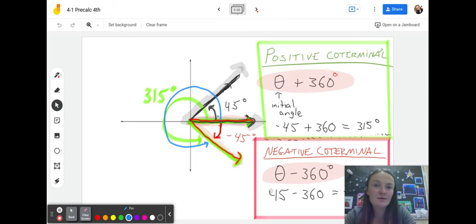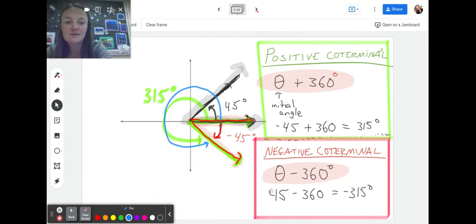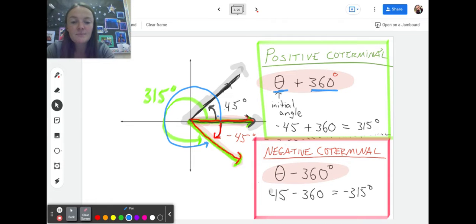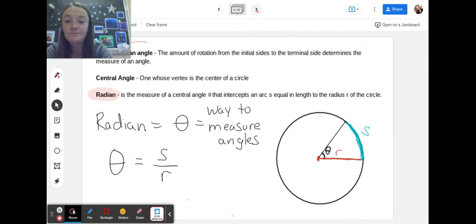A positive coterminal angle is just going to be whatever ends up being a positive angle that is the same. And a negative coterminal angle is going to be whatever is a negative angle that ends up being the same. A great way to find a negative versus positive coterminal angle is just take your angle and add 360 degrees. It creates the same angle. Or for negative, take your angle and subtract 360. So that's a really rough overview of positive and negative coterminal angles.